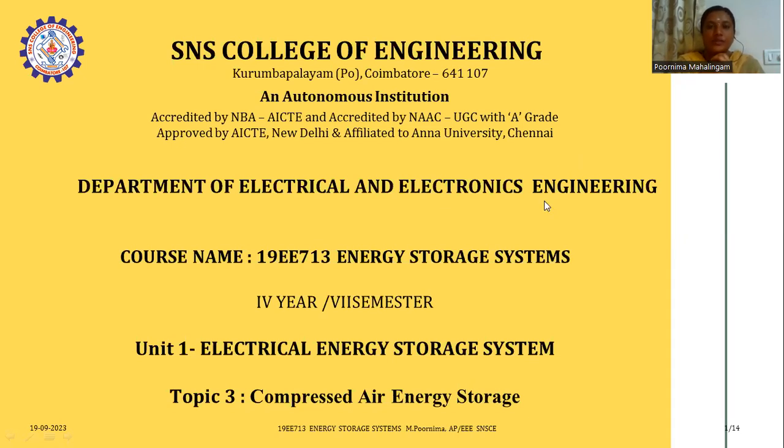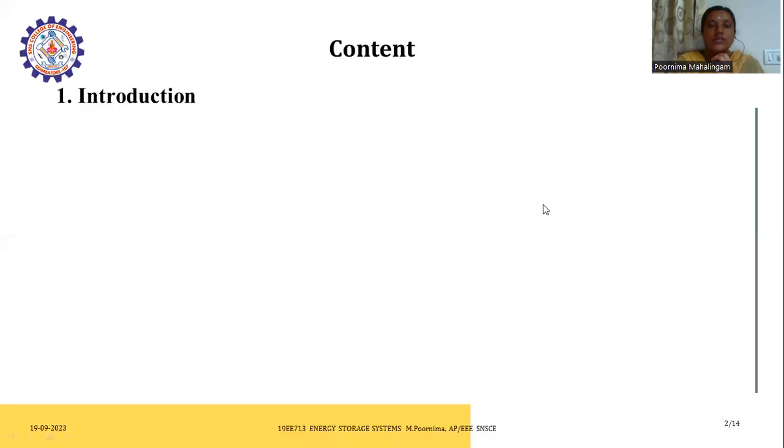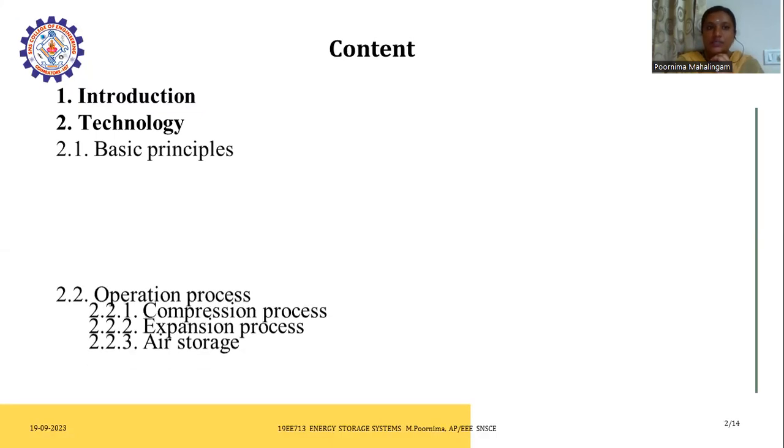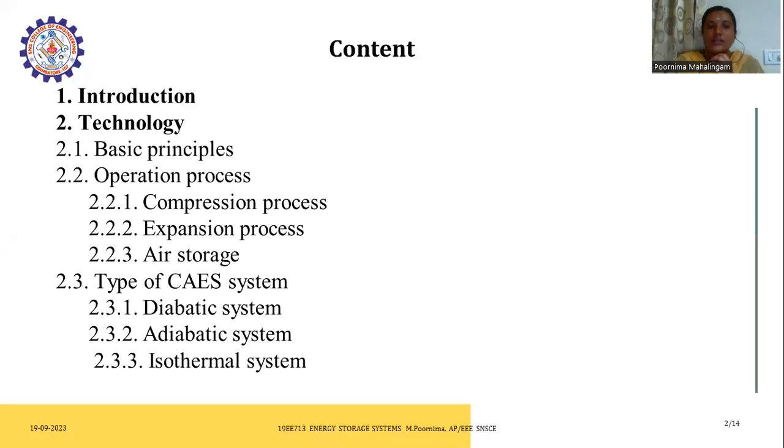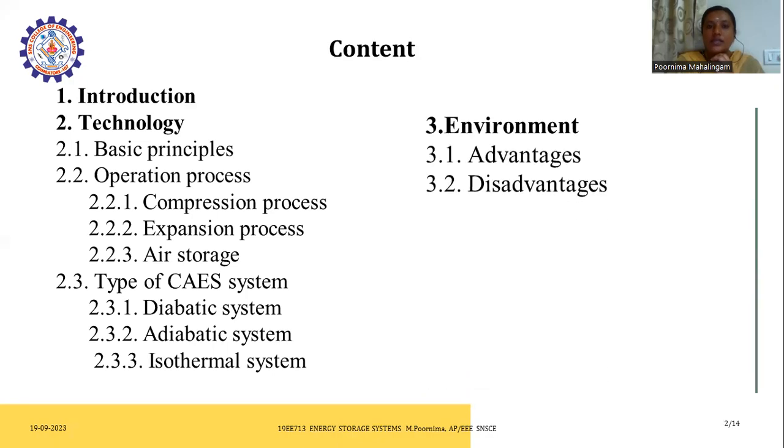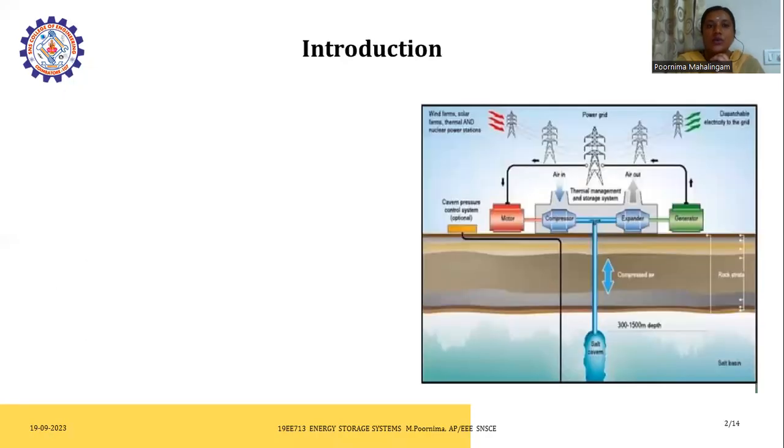Before going to compressed air energy storage systems, let's see what we are going to cover in this video. We will see the introduction of a compressed air energy storage system, what technology is used, what the basic principles are, what the operating process is, the types of compressed air energy storage systems, the environmental effect, the advantages and disadvantages, the economics of applicability, and finally conclusions. Okay, so now let's see one by one.